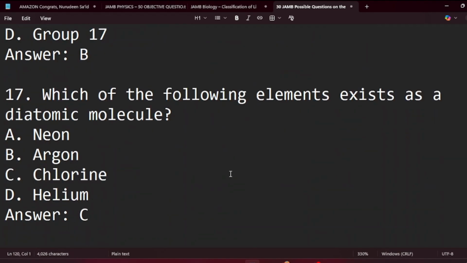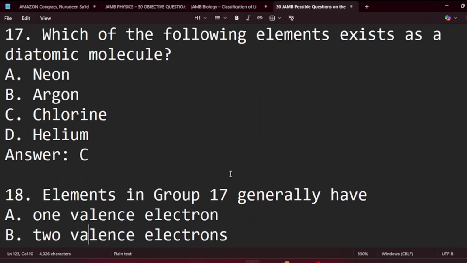Question number 17. Which of the following elements exists as a diatomic molecule? A. Neon, B. Argon, C. Chlorine, D. Helium. The answer is C, which is chlorine.